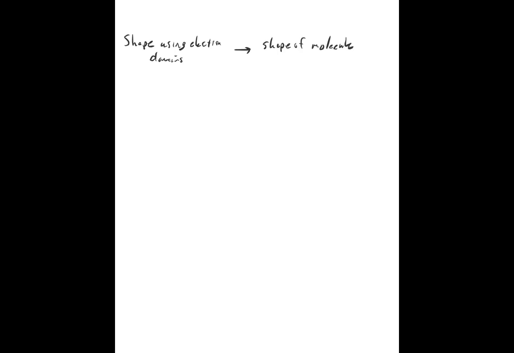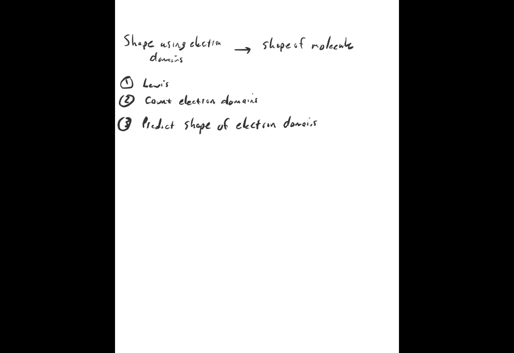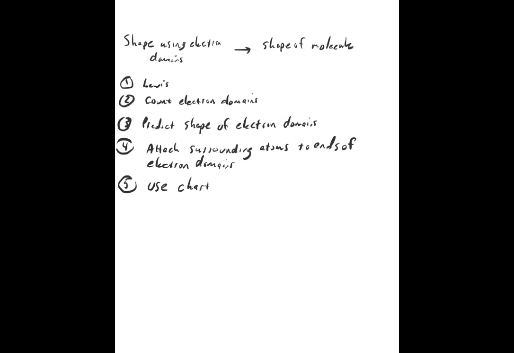Okay, so here's what you do. First, draw the Lewis structure. Two, count your electron domains. Three, predict the shape of the domains. Four, attach surrounding atoms to the ends of the domains. And then step five, that's the last step, use the chart to get the shape of the molecule.